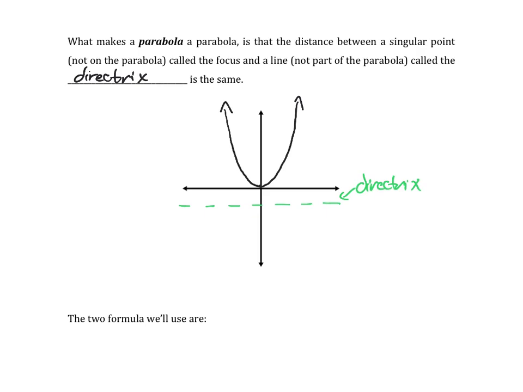Okay, so it says that the distance between a point on the parabola and the directrix and the focus is the same. So I'm going to put my focus there. And what it's saying is that the distance there, I did not do a very good job in drawing this parabola, because you'll see in a minute it's not going to look the same.